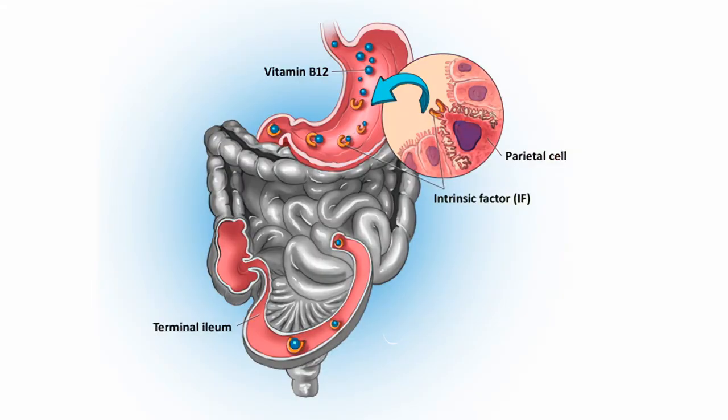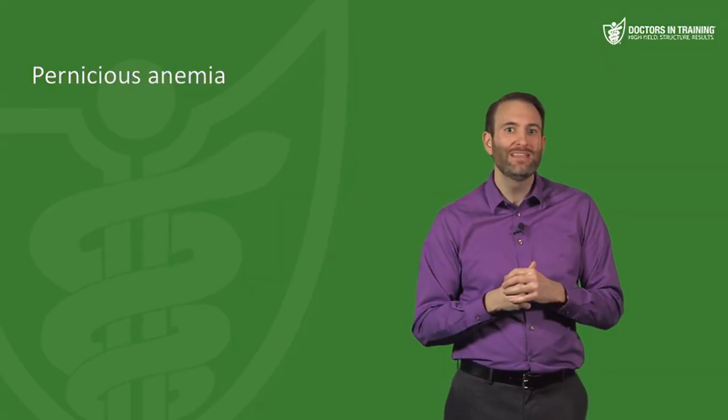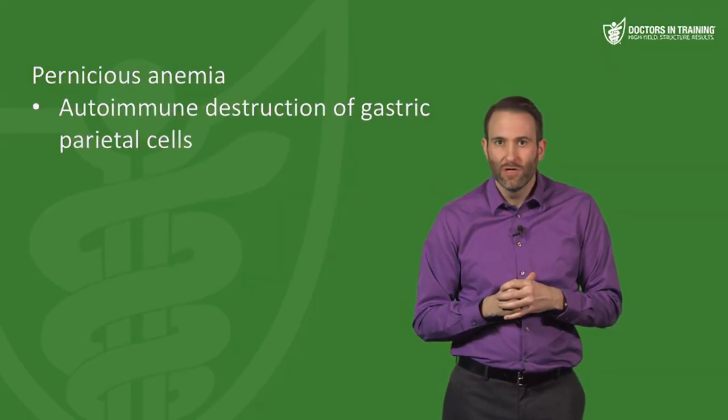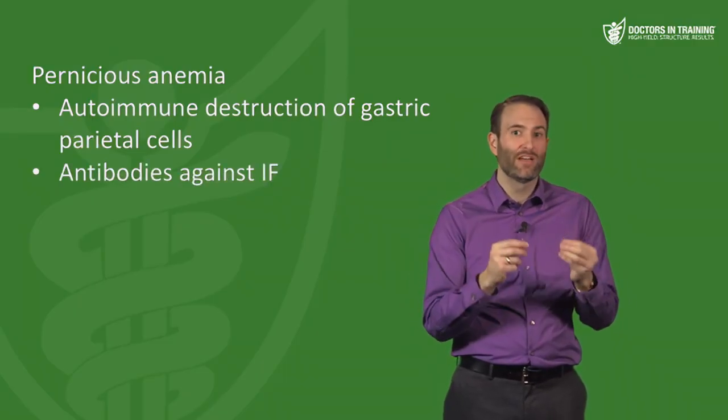Next, you need to know how B12 is absorbed, because the most common cause of B12 deficiency is improper absorption. Now, B12 is bound to intrinsic factor in the duodenum, and then that complex together is absorbed in the terminal ileum. Now, the intrinsic factor is produced by parietal cells in the stomach. So an important cause of B12 deficiency is what's called pernicious anemia. So this is an autoimmune destruction of gastric parietal cells and antibodies against intrinsic factor itself.